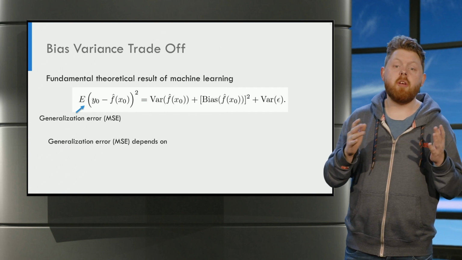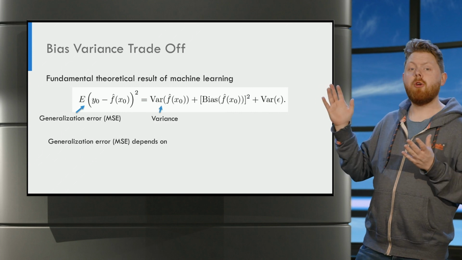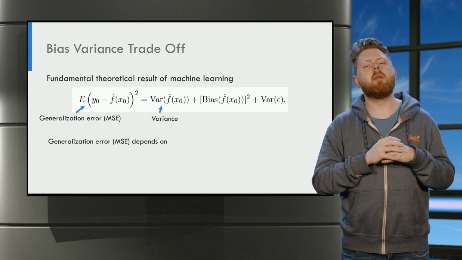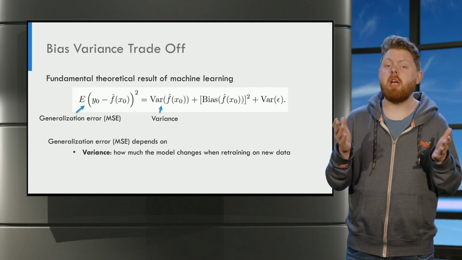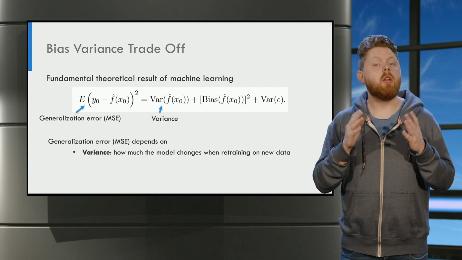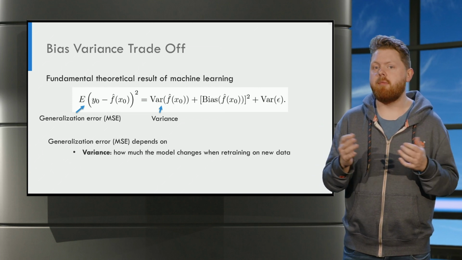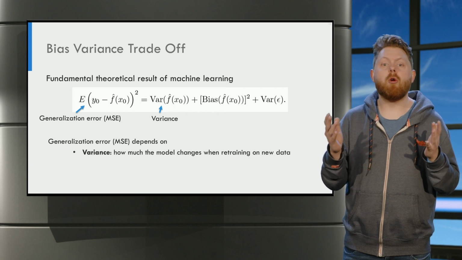We see that this term is decomposed into three terms. The first term is called the variance. What do we mean by that? Well, this means how much the model changes when you retrain it on new data. The new data is gathered in the same way as the data that you currently have. So we receive data from the same underlying problem or population.